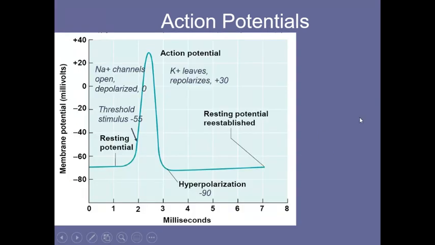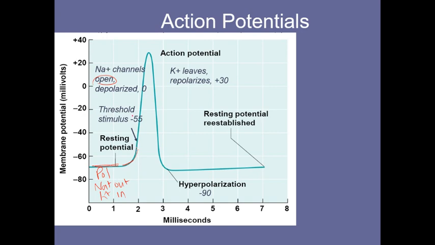Here's a bigger picture of that. Once again, I'm going to walk you through it. Here's my negative 70. This is resting potential. This is when my membrane is polarized. What I have is sodium out and potassium inside the cell. A stimulus comes along, sodium channels open, and sodium starts to flow in. If it never gets enough sodium in, the whole impulse will just die out.